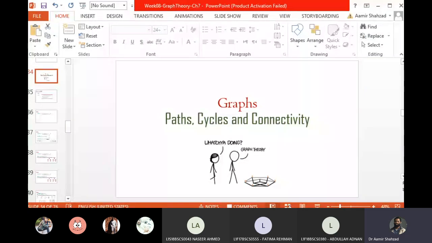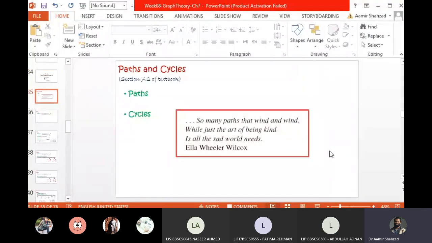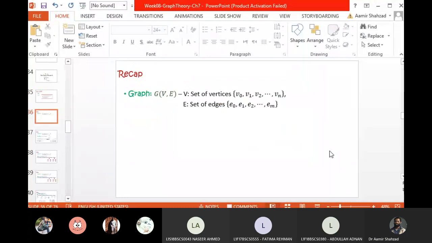So usually we represent the set of vertices, set of nodes with capital V and the set of edges with capital E. So this is a universal notation, G of V, E. G is our graph and V and E are our set of vertices and set of edges.